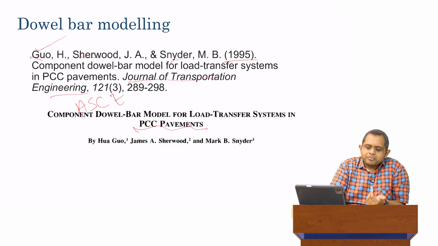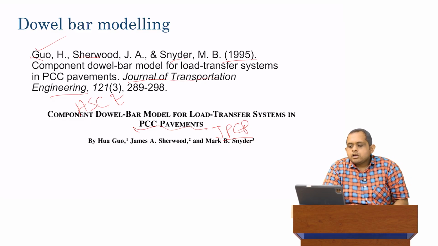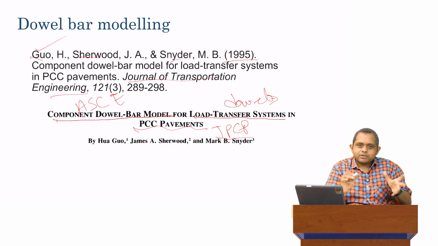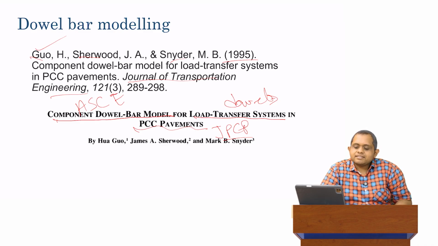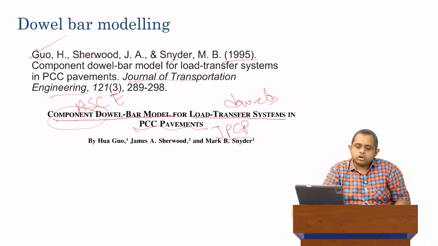PCC pavements are rigid pavements, essentially it means JPCP in most cases. The same analysis could be used for CRCP also, but they basically mean JPCP here. Load transfer systems, that's basically just dowels at joints, right? So it's just a fancy way of saying dowels at joints. And then they say it's a model called the component dowel bar model. So if I translate the title into layperson's English, it's a model called the component dowel bar model for dowels across JPCP. Straightforward, the name says a lot, but then the question is, what is this component dowel bar model?